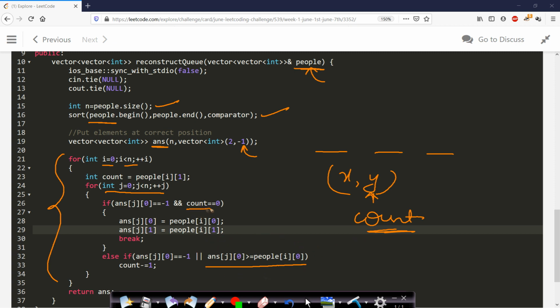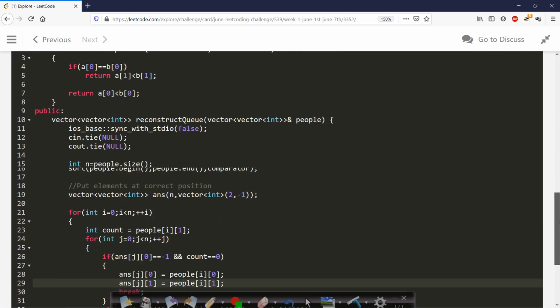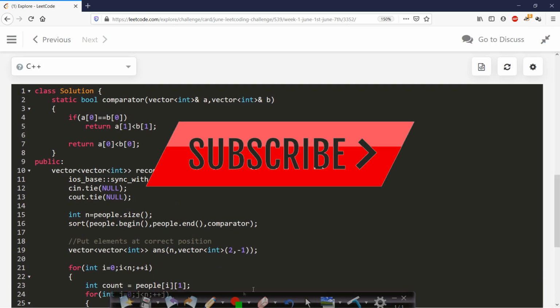Now as soon as the count value hits 0 and the place is vacant, then we can place the current element at that index of the answer. Okay, and after placing all the elements, we will simply return our answer vector. Now this is our comparator function. This is doing the same as I had explained to you. So this is the entire algorithm and I hope you understood it.